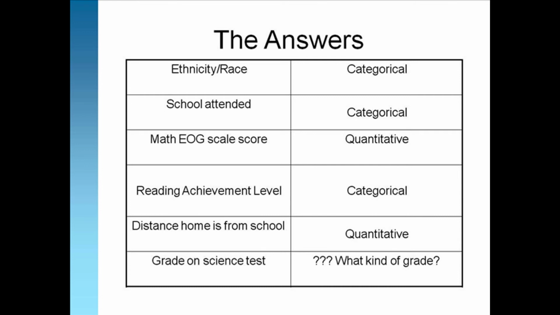Now check your answers. Ethnicity, race is categorical. School attended is categorical. Math EOG scale score is quantitative. Reading achievement level, categorical. Distance home is from school, quantitative. What did you say for a grade on a science test? What kind of grade are we talking about?